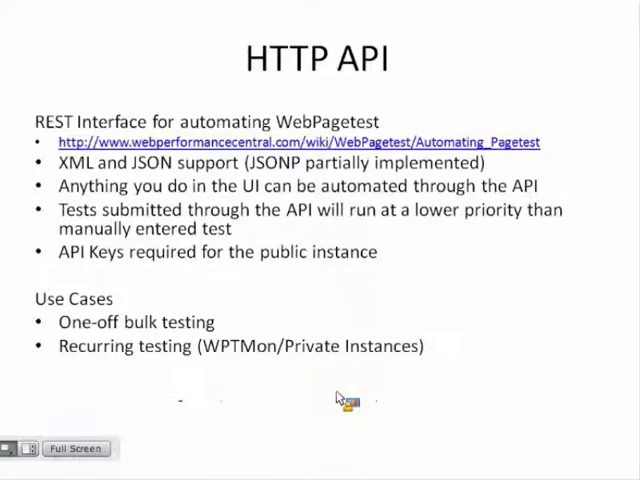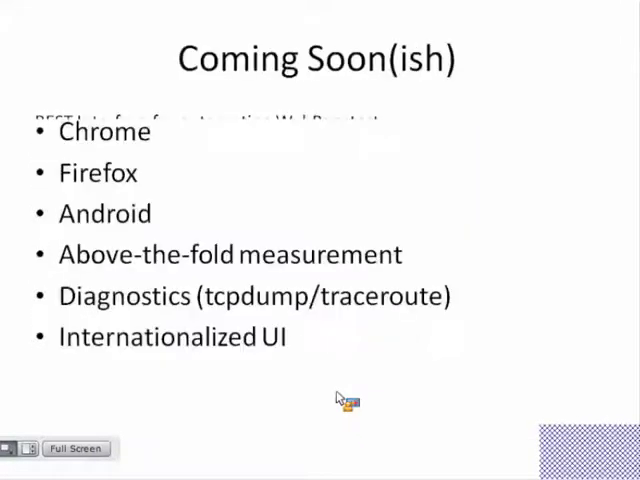I don't necessarily encourage using it against the public instance. You can if you get an API key from me, which will let you run X number of tests a day, kind of a thing. But if you want to build an application that either integrates with your build system or does bulk submission and bulk analysis on the data, everything you can do through the UI you can also do through code through an HTTP REST API, which is all documented. Definitely feel free to ping me if you have any questions about that. WPTMon, the monitoring system built on top of WebPagetest, also uses the API.